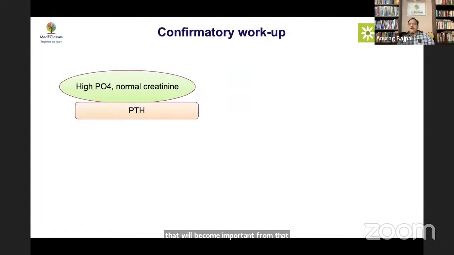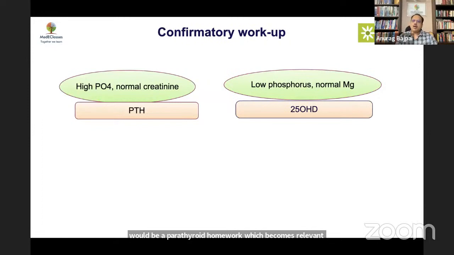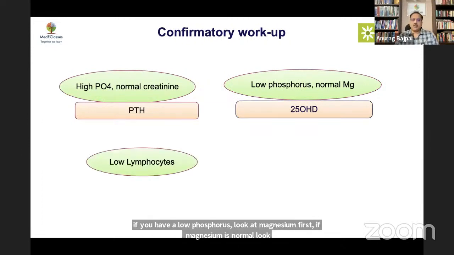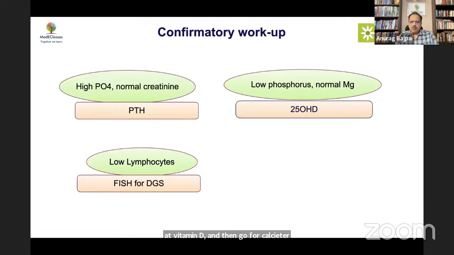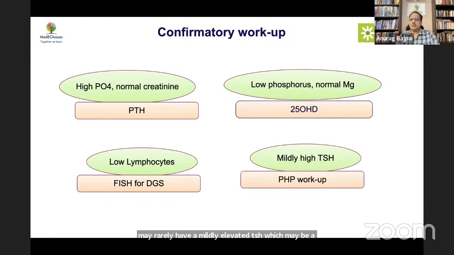Now, further workup is guided based upon the basic investigation. If you have a high phosphorus with normal renal function, the most important test to look at will be parathyroid hormone. If you have a low phosphorus, look at magnesium first. If magnesium is normal, look at vitamin D and then go for calcitriol. Look at the lymphocyte count, and of course, if the lymphocyte counts are low, think of the possibility of DiGeorge syndrome, for which FISH would be the appropriate investigation. You may rarely have a mildly elevated TSH, which may be a marker of pseudohypoparathyroidism.